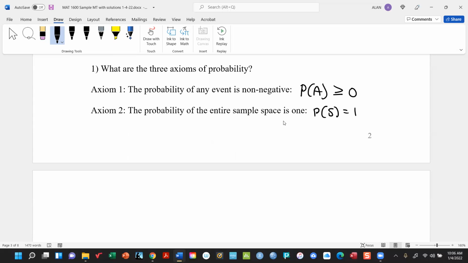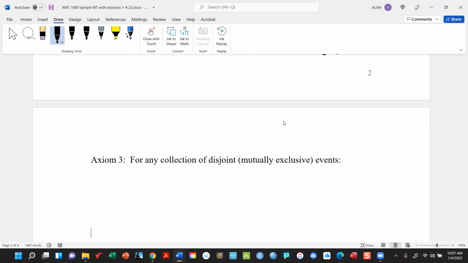The third one's a little bit trickier. Basically, it says that for any collection of disjoint, which is another word for mutually exclusive, events, we have the following result. So basically what's happening is you're taking the probability of a union, and this particular union will have potentially many, many different events. So we'll have unions of A1 with A2 with A3, all the way out to AN, whatever that is. And this could be any number of events. And that simply equals the sum of the individual probabilities.